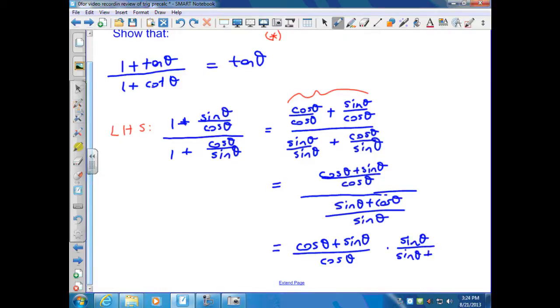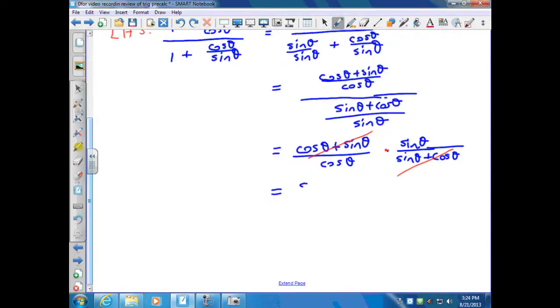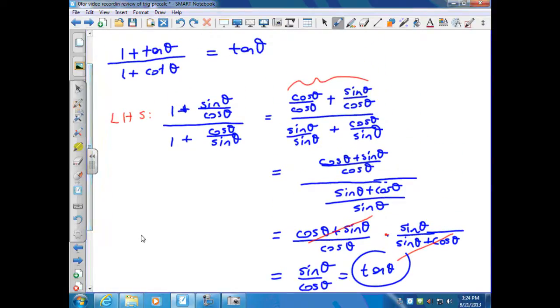So do you see a possible cancellation here? So these can be canceled, right? Sine plus cosine from the top with sine plus cosine from the bottom, since we're multiplying those fractions right now. And we're left with sine theta over cosine theta. And that is exactly what we're trying to get, right? Which was tangent theta. So we started with the left-hand side, simplified everything, and from there we got the right-hand side.